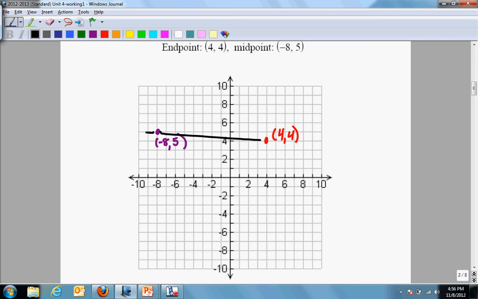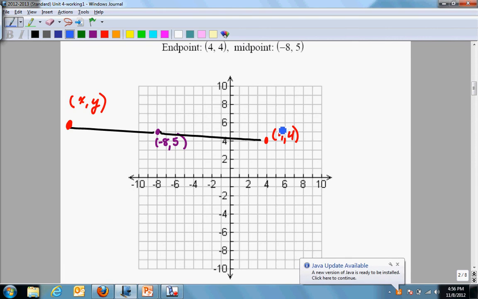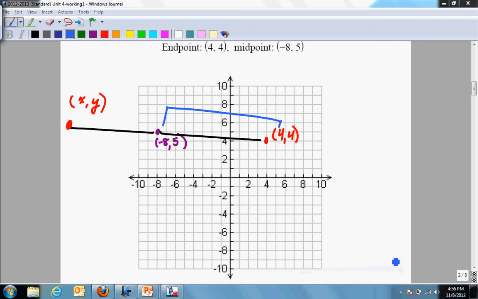our other endpoint is going to be off here somewhere. And we don't know what its x and y is. But we do know there's equal distance going both ways. So let's take a look at what our distances would be. Ask yourself, what would be the distance between 4 and negative 8? You should have gotten 12.